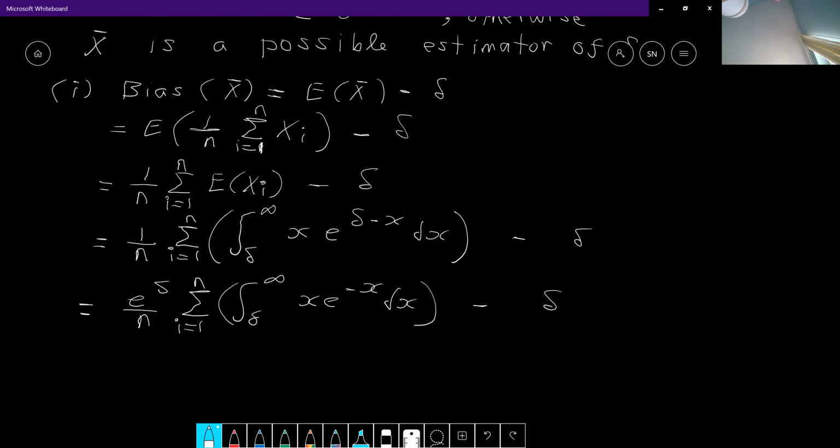Now to do this integration, several of you know working by parts. Some of you don't like parts, I don't know. So I'm going to use integration by parts to do this. Okay, so it's going to be e to the delta divided by n.